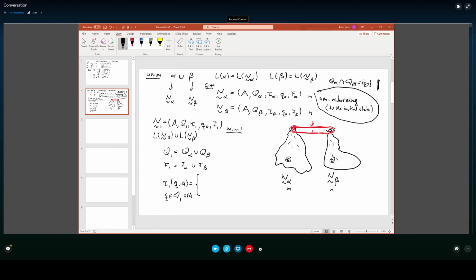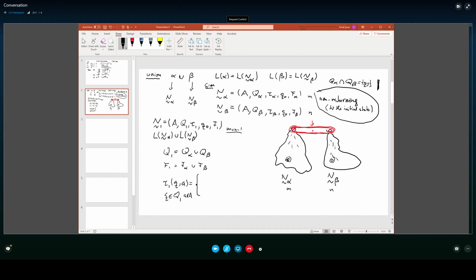Well, if we are in a state in N sub alpha, then we're simply going to do whatever we did before. And if we're in a state in N sub beta, we're simply going to do whatever we did before. So the transition function for either of these two states is going to be the same as it was before in the old automata. The only state that does anything new in the union construction is the initial state.